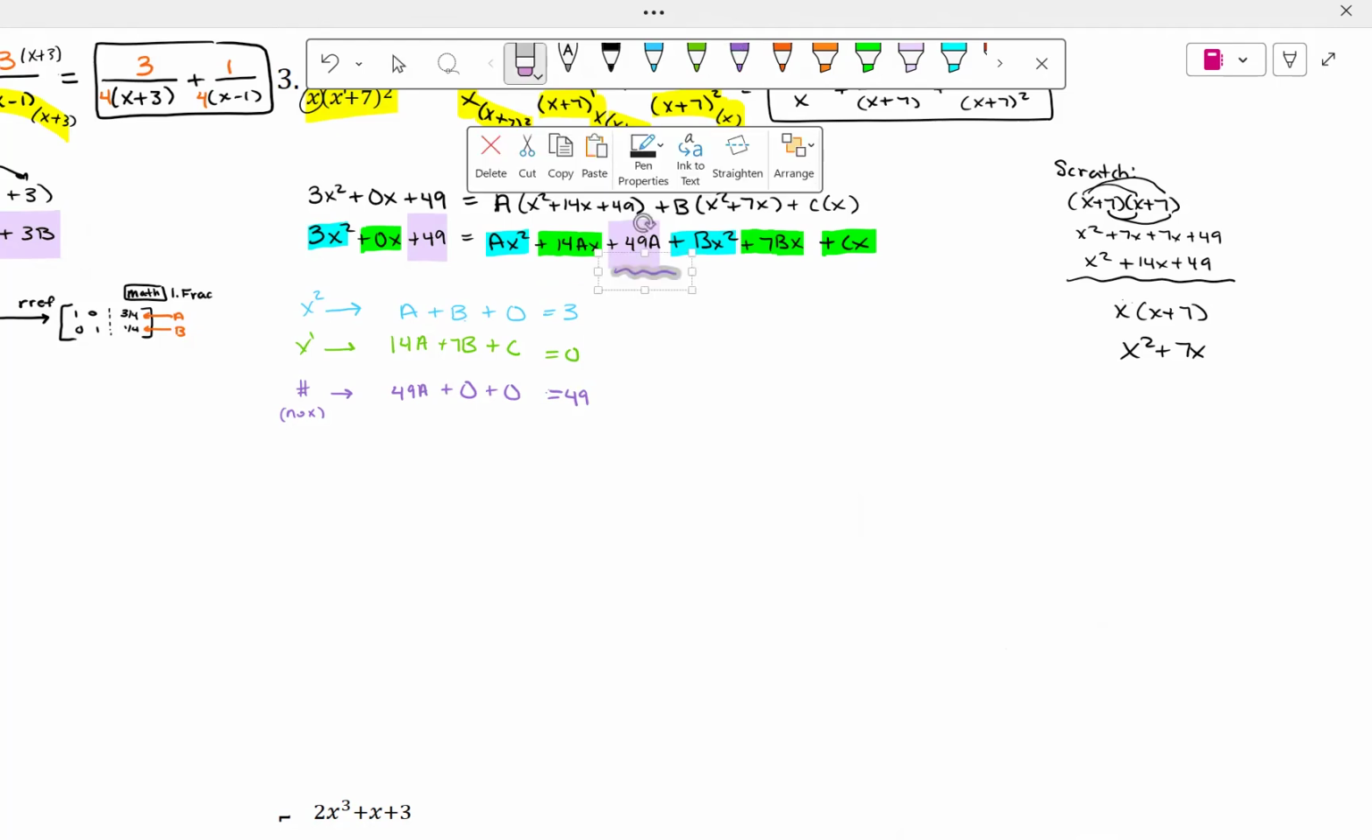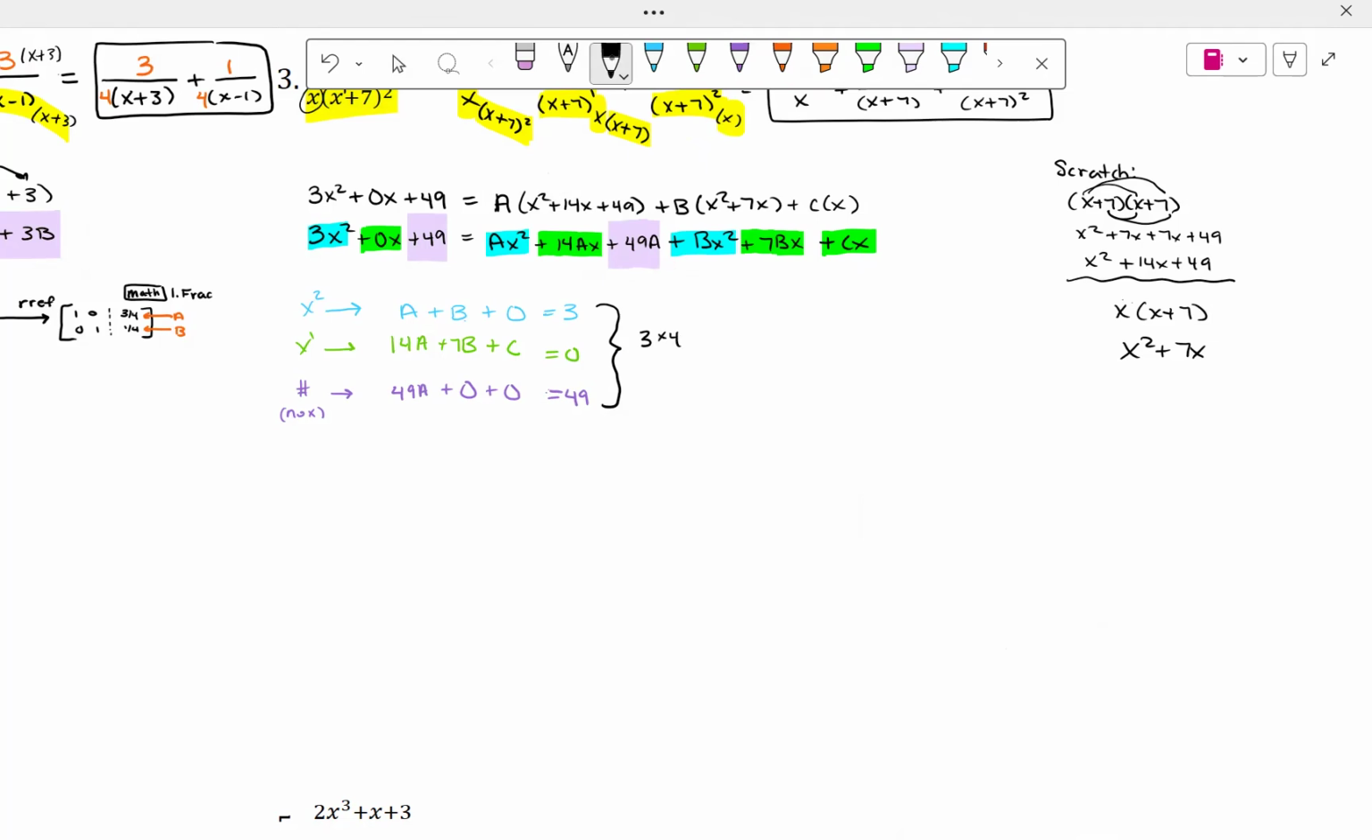And I could actually solve that and find out what a is pretty easily. But we're going to go ahead and continue with our systems. So this system is now 3 rows by 4 columns. So I'm going to write that as an augmented matrix with an A, B, C column equal to a number column. I have 1A, 1B, 0C equals 3. I have 14A, 7B, 1C equals 0. And then I have 49A, 0B, 0C equals 49.